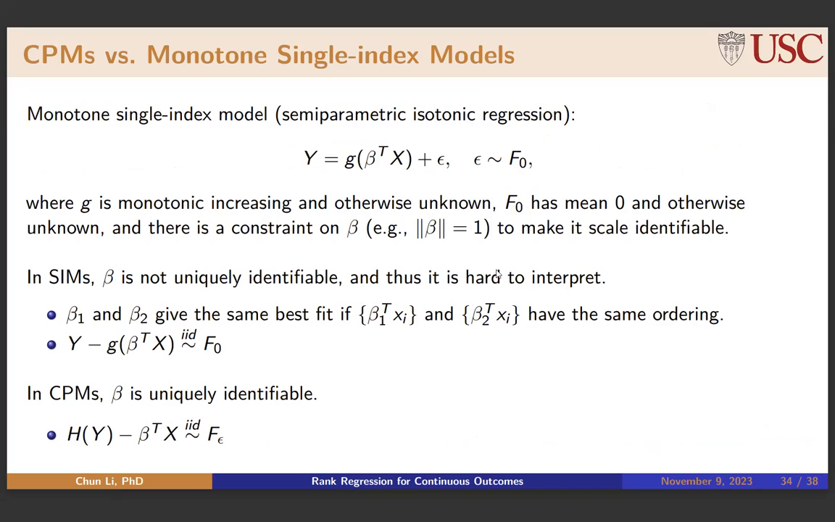Right? There's one thing out there that's called the single index model. For those who are familiar with the single index model, you can tell that the model looks similar to rank regression, but everything is put on this side. This is semiparametric because there's a parametric part and a non-parametric part. But in the single index model, beta is not uniquely identifiable. In CPMs, beta is uniquely identifiable. Here are two ways of showing that. In the single index model, essentially we will assume this. In CPM, we will assume this. The similarity is there, but the transformation is on Y here, and here the transformation is on this.